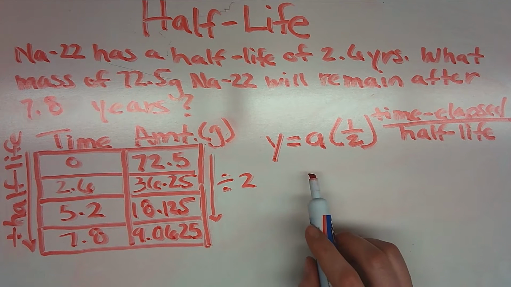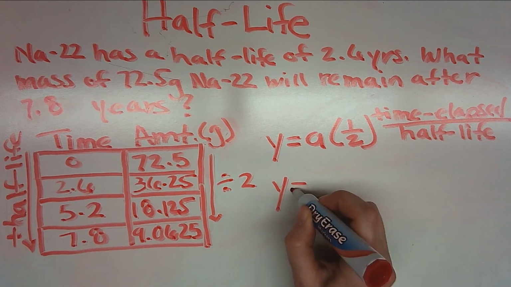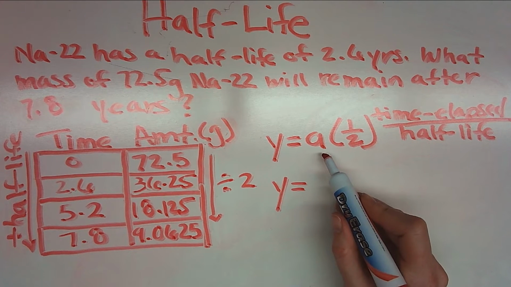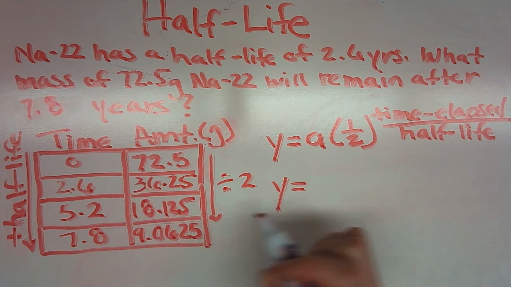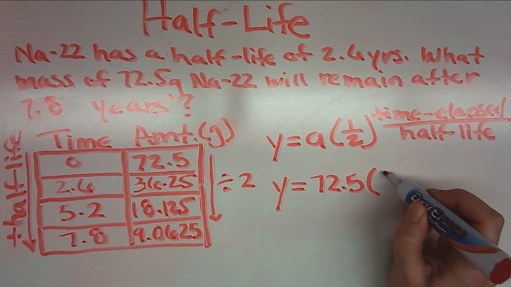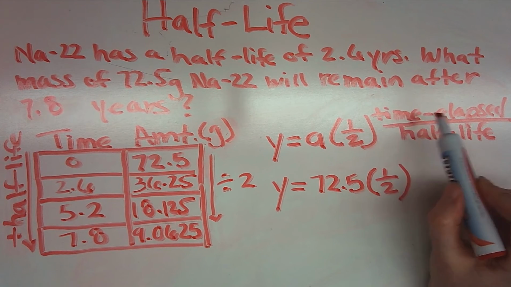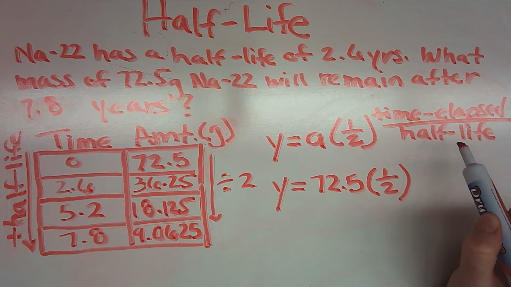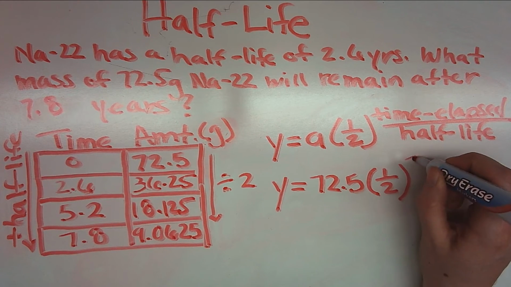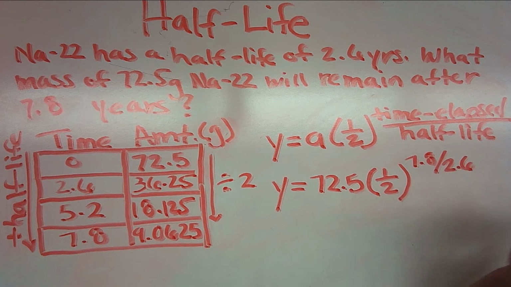Now we're going to do the other method, which is using the half-life equation. So in this equation, this Y is your final amount. A is your starting amount, so what you started with or your initial mass. So we started with 72.5 grams. Now we're going to multiply that by 1/2 to the power of time elapsed divided by half-life. So 7.8 divided by my half-life, which was 2.6.